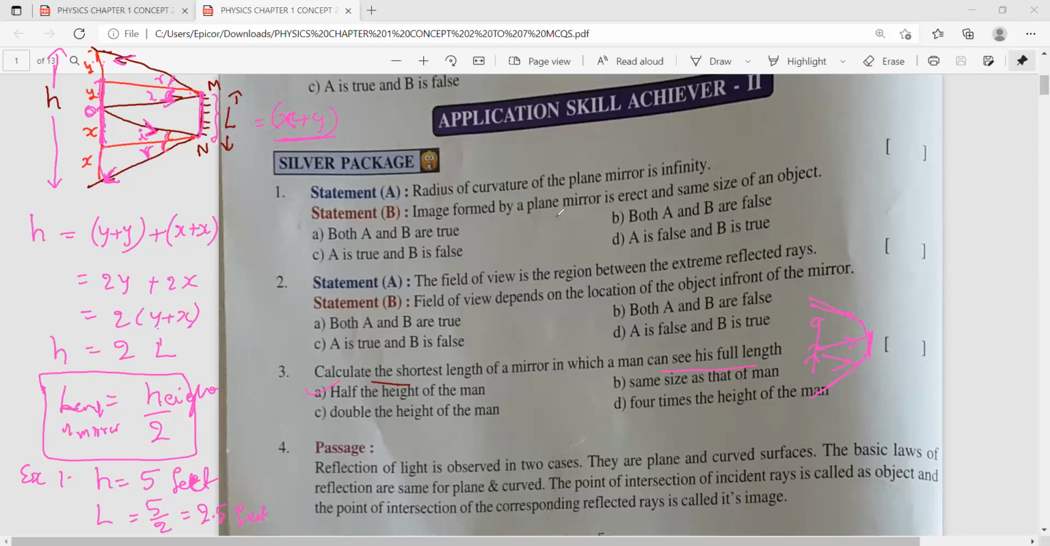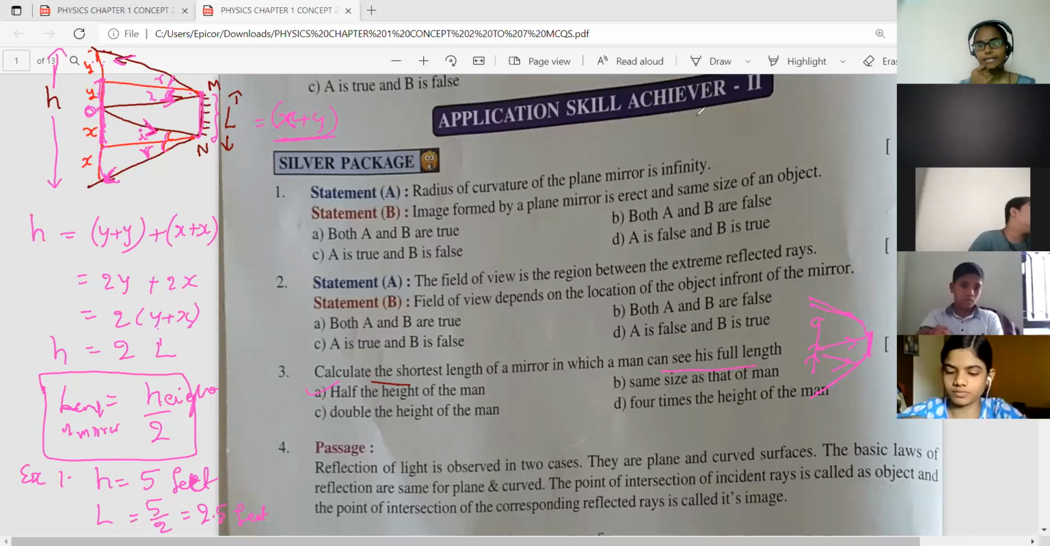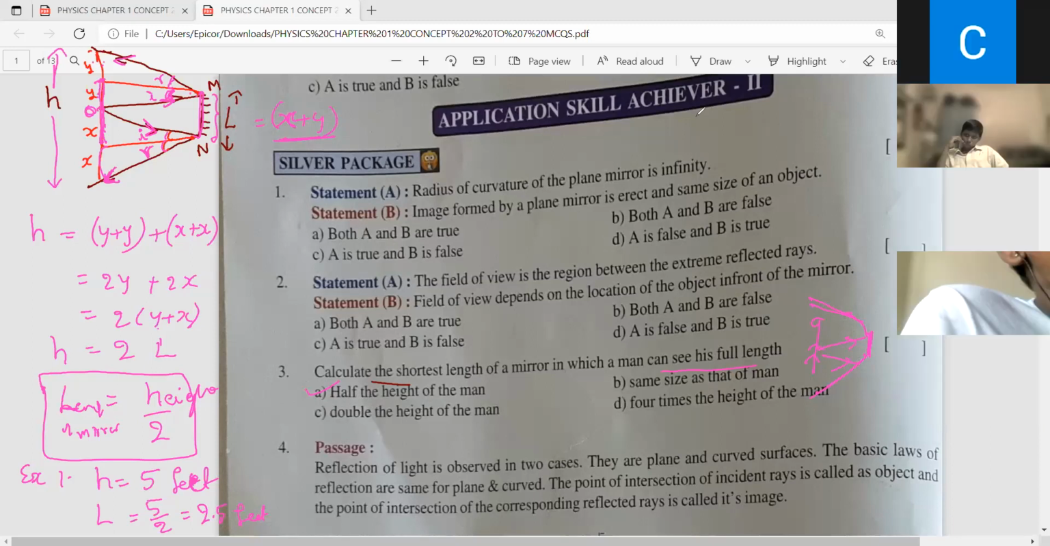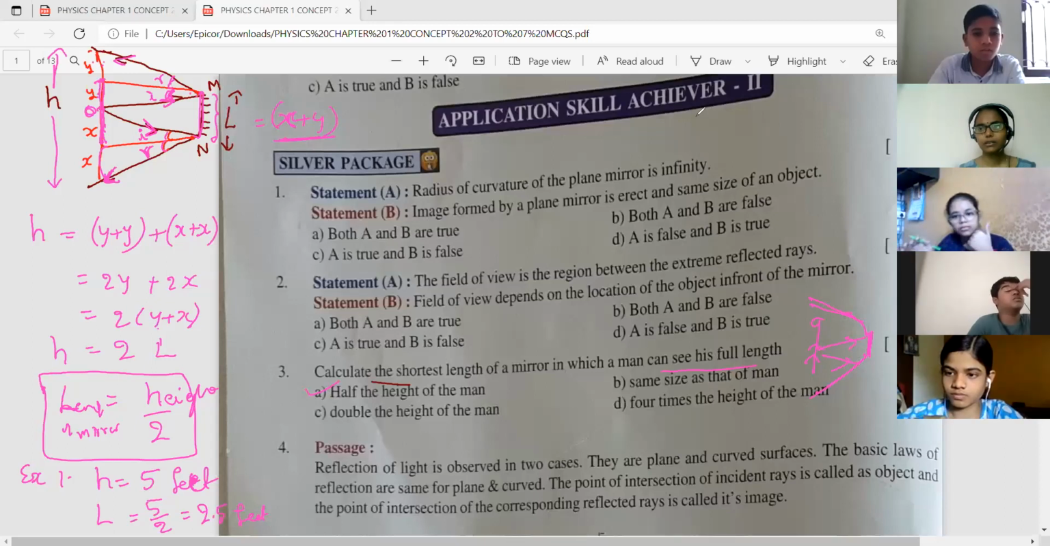Hope this question is clear to everyone. Shall we go for the next question, children? Masamil, is it clear?